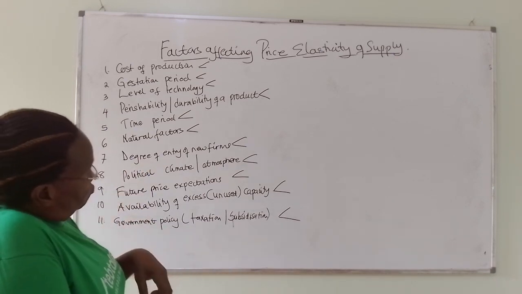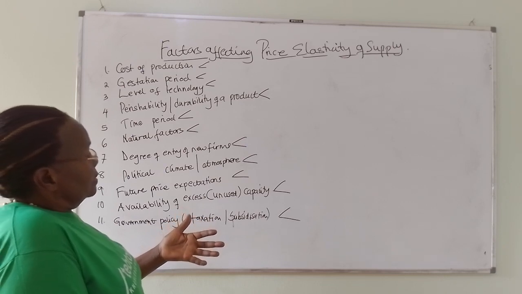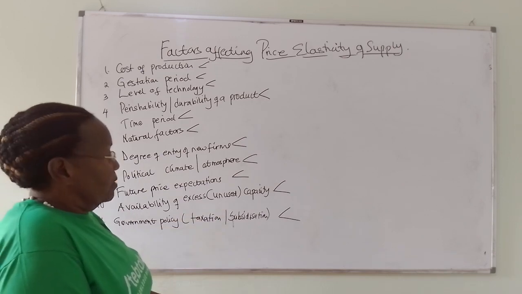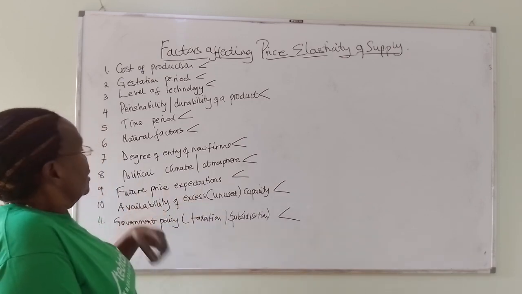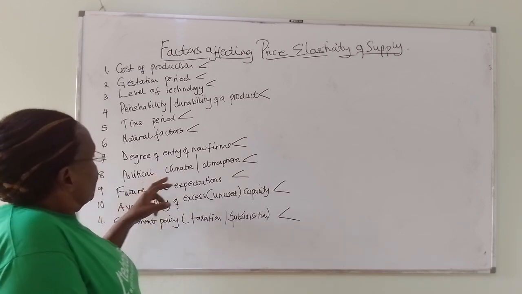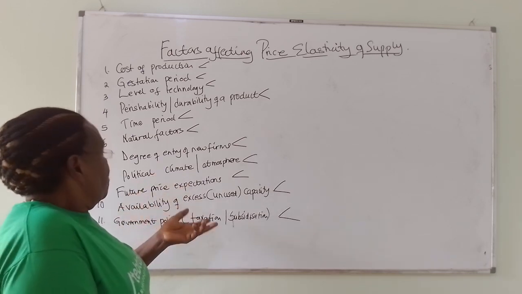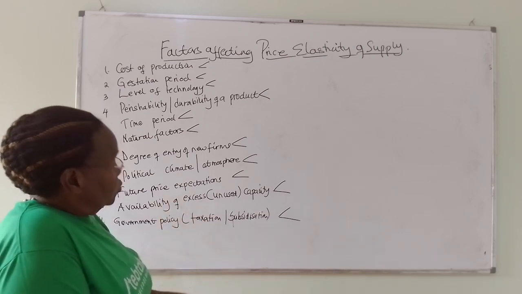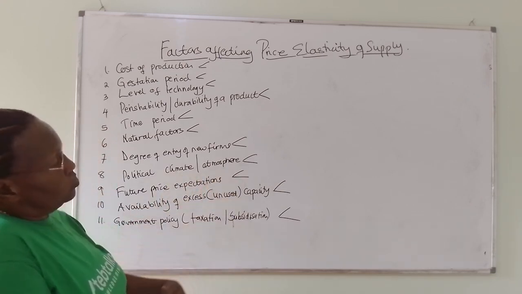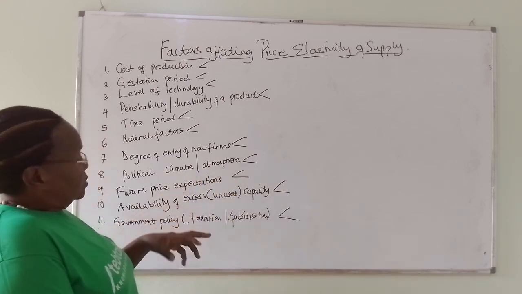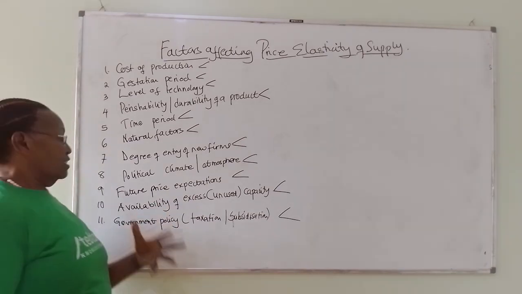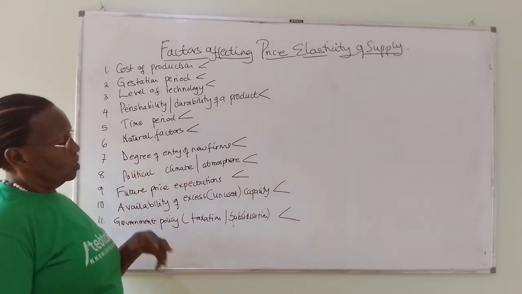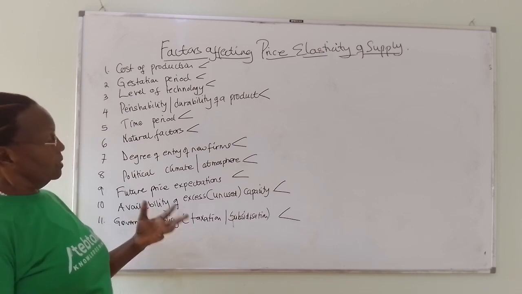Then degree of entry of new firms. Are there new firms that are interested in a new line of production, such that with an increase in the price, they will join and increase the supply, or they are not there, they are limited, you are only one, like in monopoly? Then political climate or atmosphere. This can either be favorable or unfavorable, stable or unstable, and either of those two, how do they influence the response to the quantity that will be supplied? Future price expectations. Usually, there are times when we expect prices either to increase or decrease. And how are these expectations going to influence our quantity supplied?